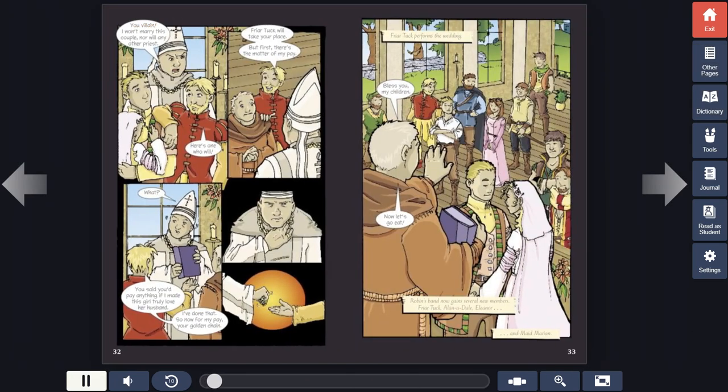You villain! I won't marry this couple, nor will any other priest. Here's one who will. Friar Tuck will take your place. But first, as a matter of my pay. What? You said you'd pay anything if I made this girl truly love her husband. I've done that. So now, for my pay, your golden chain.